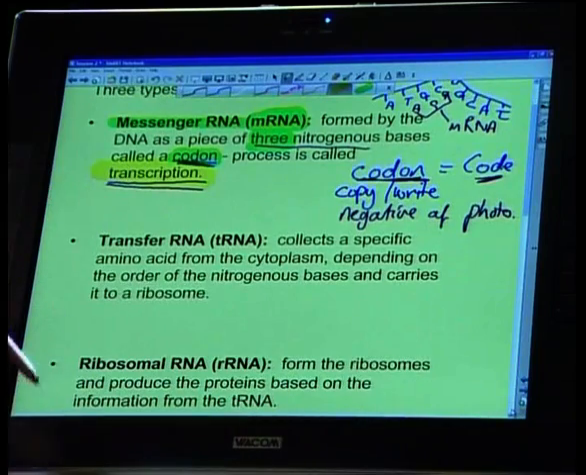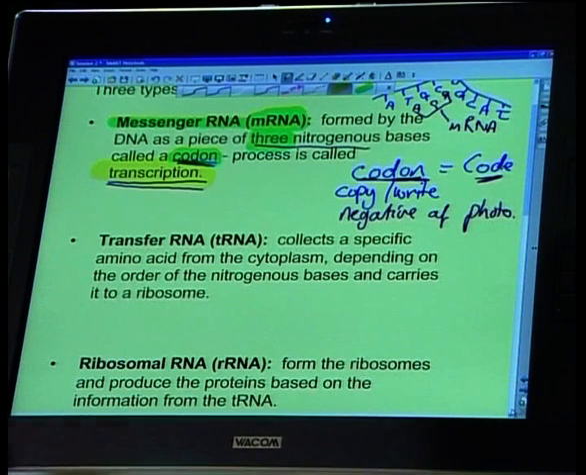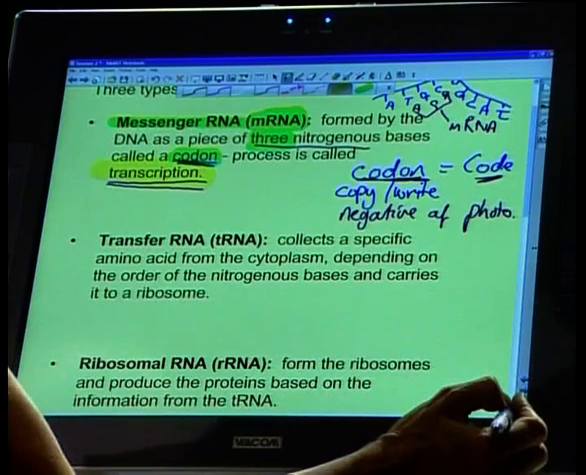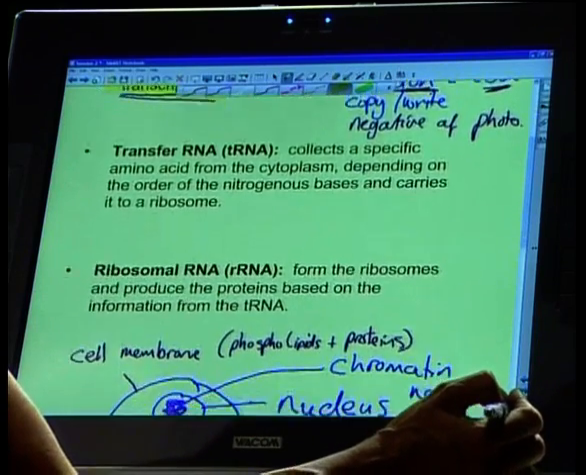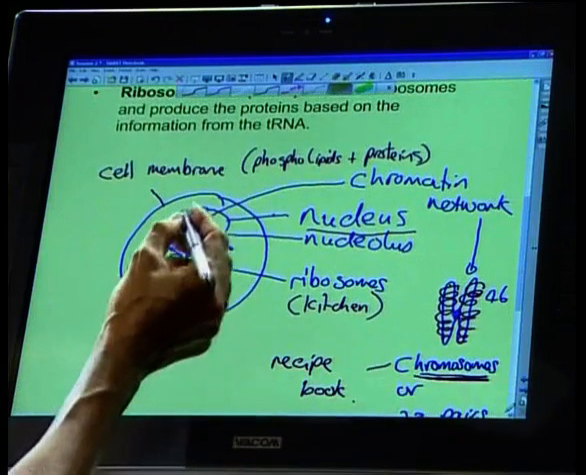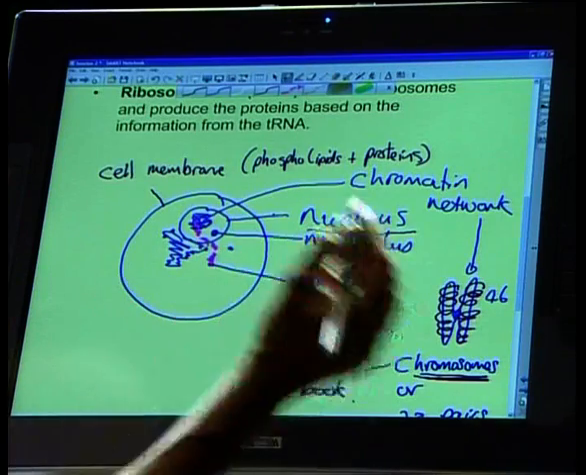Right, now, we have the messenger RNA. The messenger RNA is done. We have the transfer RNA. Now, this messenger RNA, remember, is going to carry the message from the DNA, and it carries that message all the way here to the ribosomes. All right.